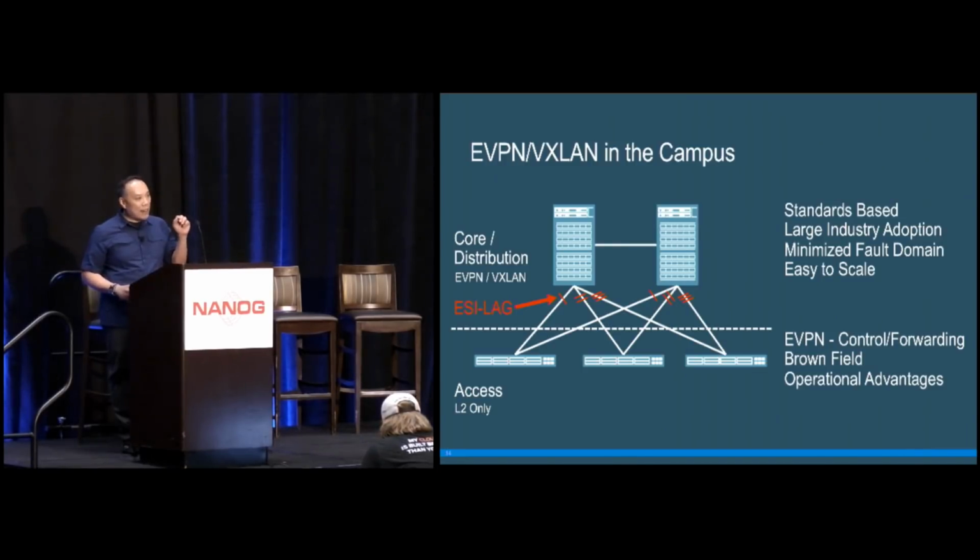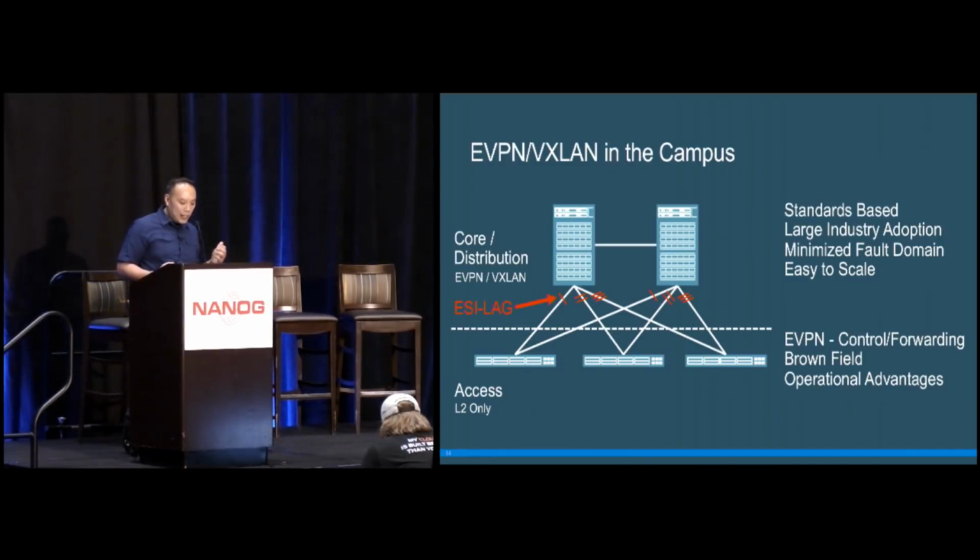The feature that ties everything together here for the campus is called ESI lag. And I'll talk about that in detail in a few slides. But for now, just think about it as a standards-based mechanism for MC lag. This is also perfect for brownfield, unless you're lucky enough to build out an entirely net new campus.